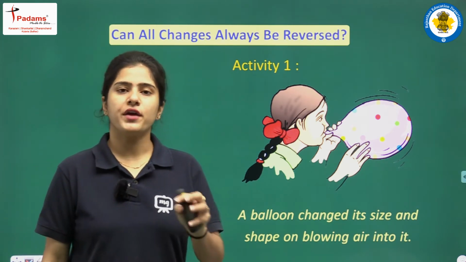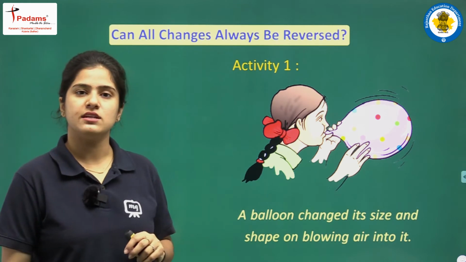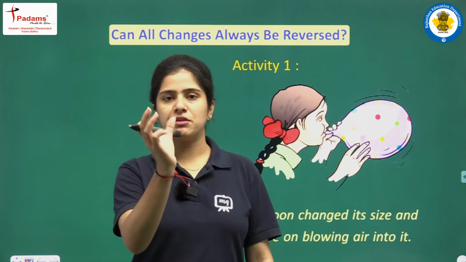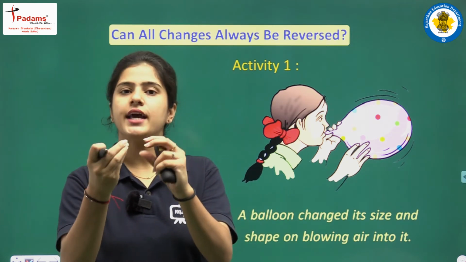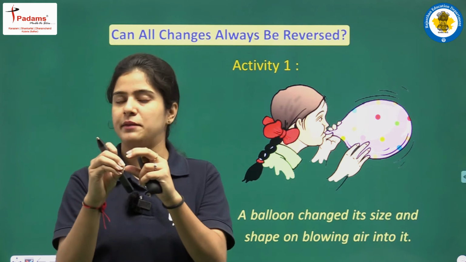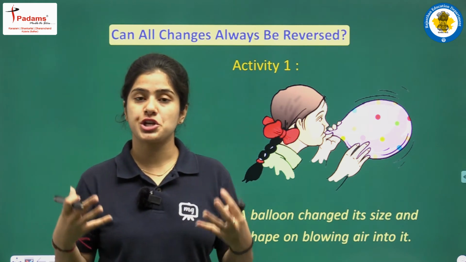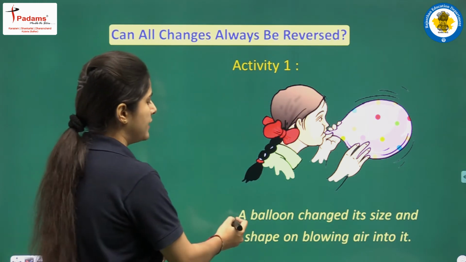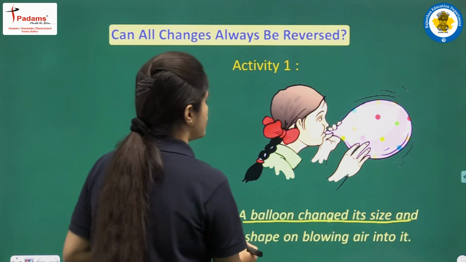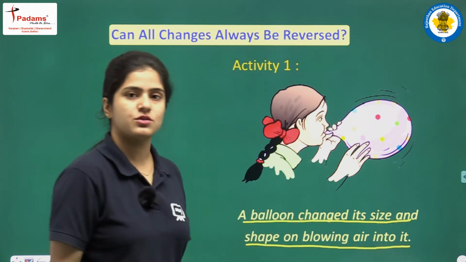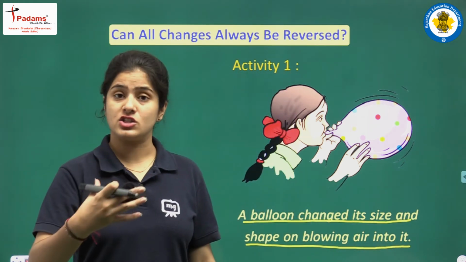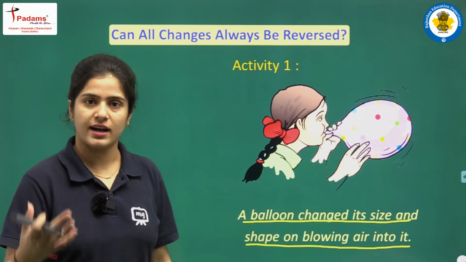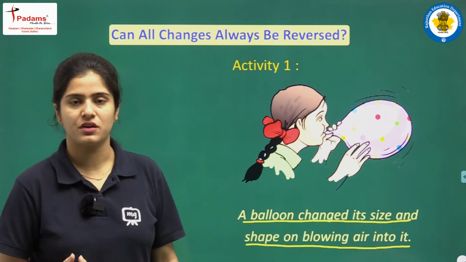Okay, students. For example, you can have a look at this activity. This is a girl and this is a balloon, right? If you have a small balloon like this and you are just blowing air into that balloon, you must have seen that the shape and size of the balloon is changing, right, students? So a balloon changes its size and shape on blowing air into it. There are changes that are happening to this balloon, right, students?